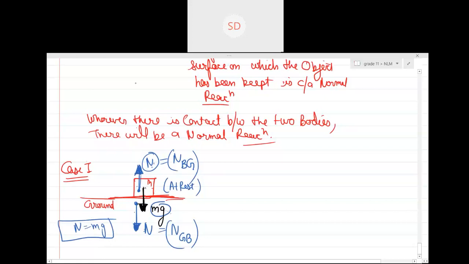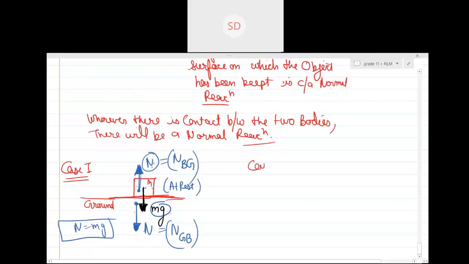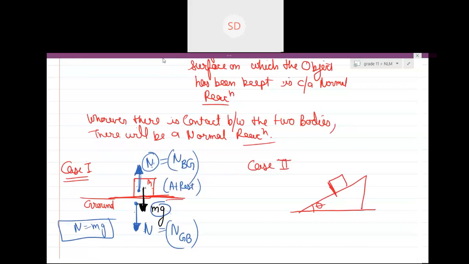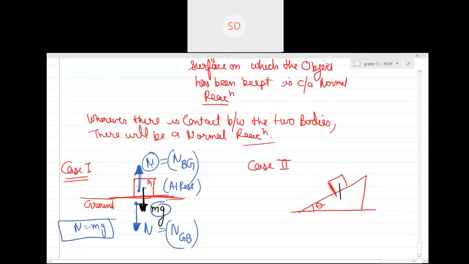So anyway this is case 1, keep on drawing guys, there are lots of cases more to come. Case 2 is suppose when I place it on an inclined plane, there is this inclined plane at an angle theta. Can anyone tell me what will be the direction of mg? mg will be acting vertically downwards, yes or no?